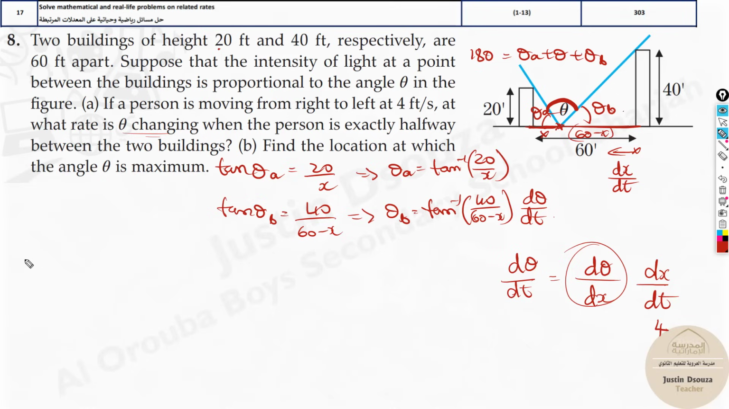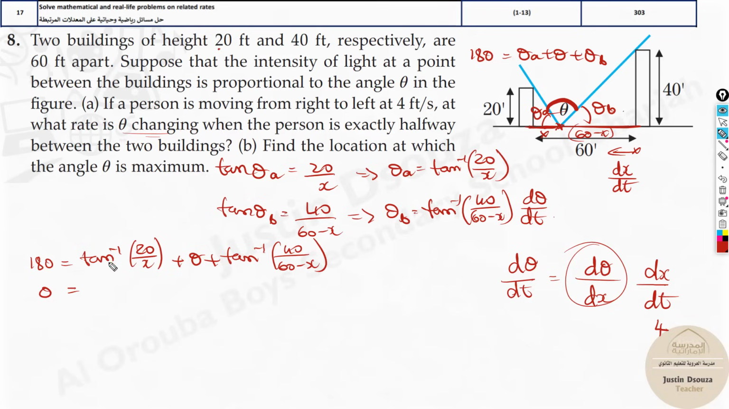So we know 180 is equal to theta A. What is theta A? It's tan inverse of 20 by x plus theta plus tan inverse of 40 by 60 minus x. So this is all the substitutions. Now derive both the sides. When you derive the left side, obviously it'll be 0, but what about the right side?